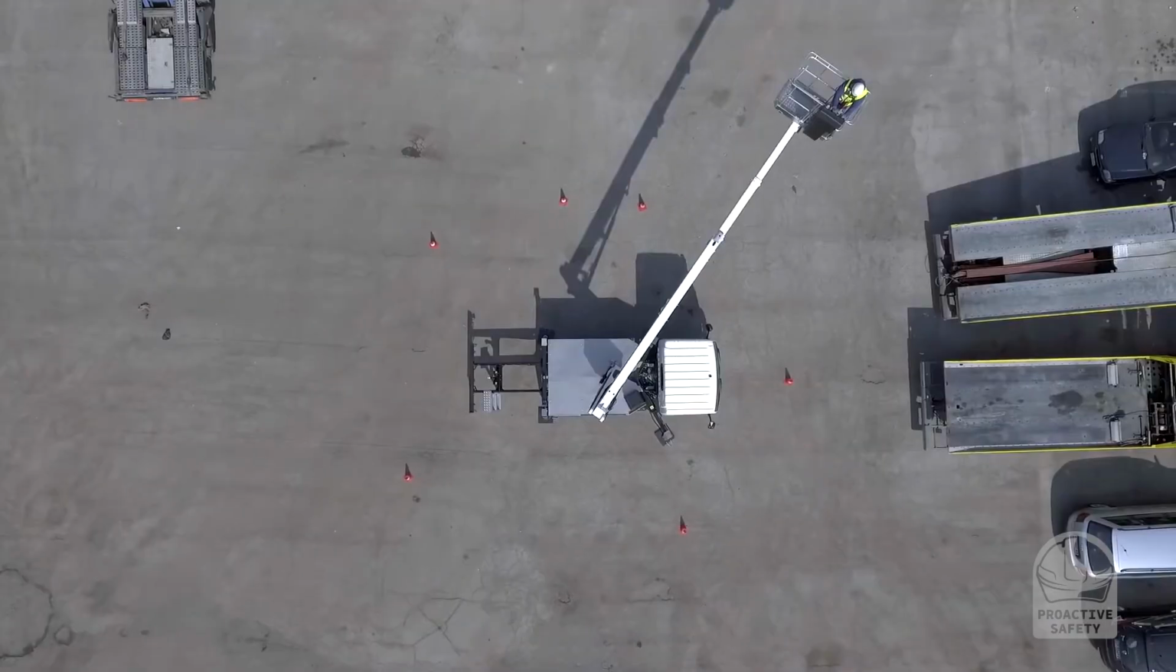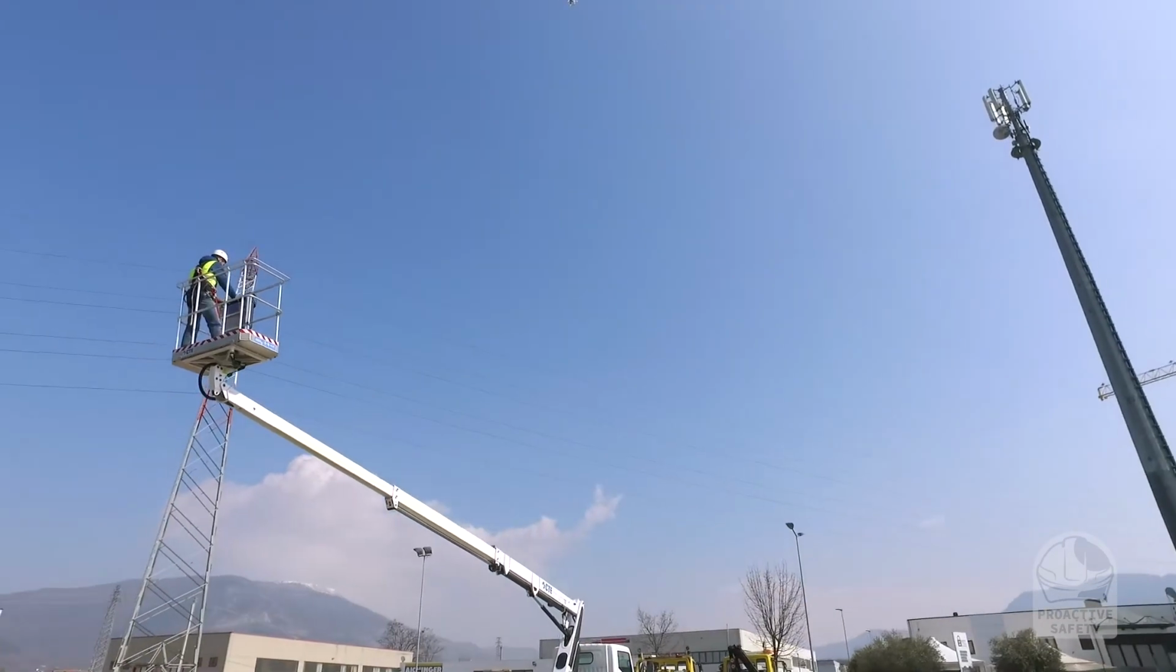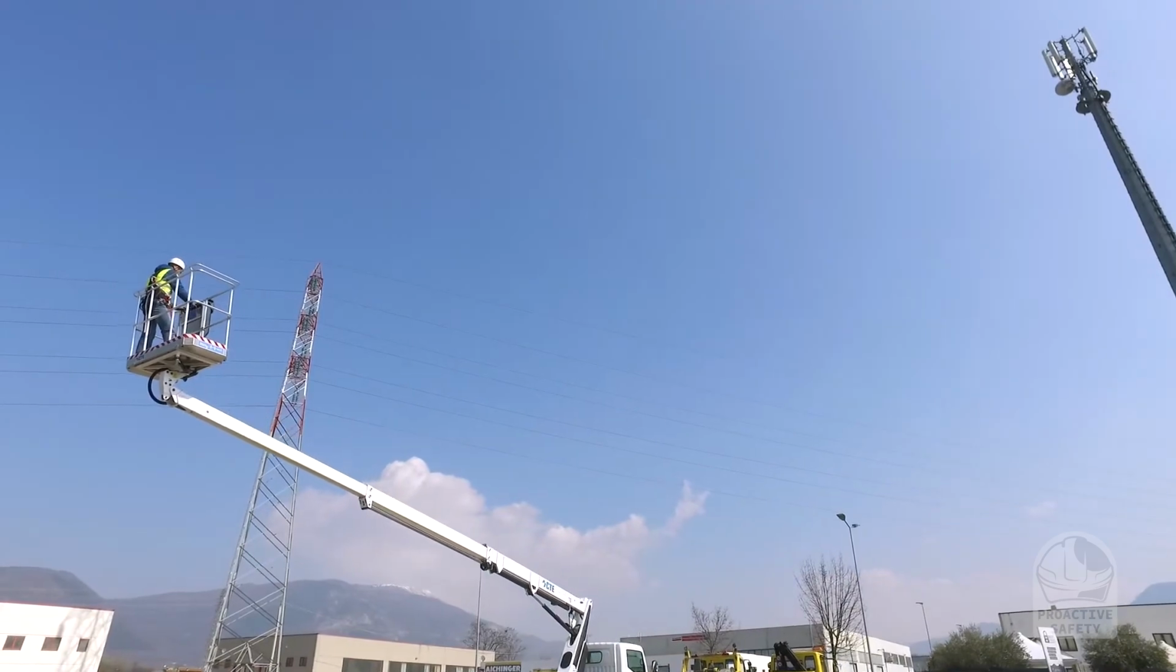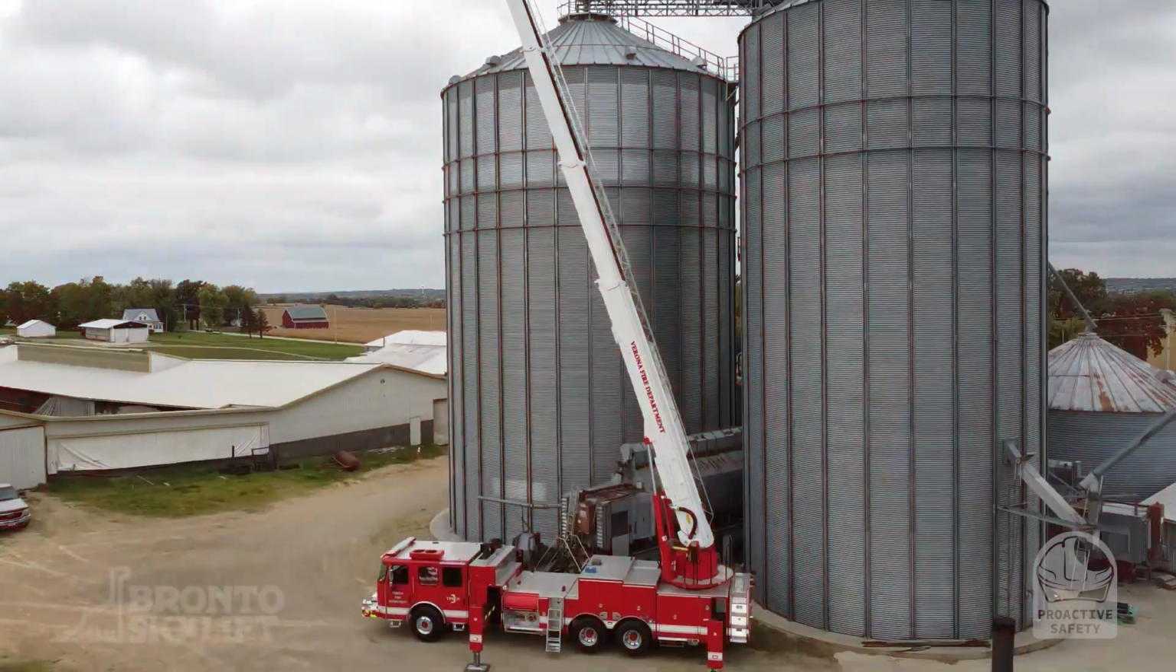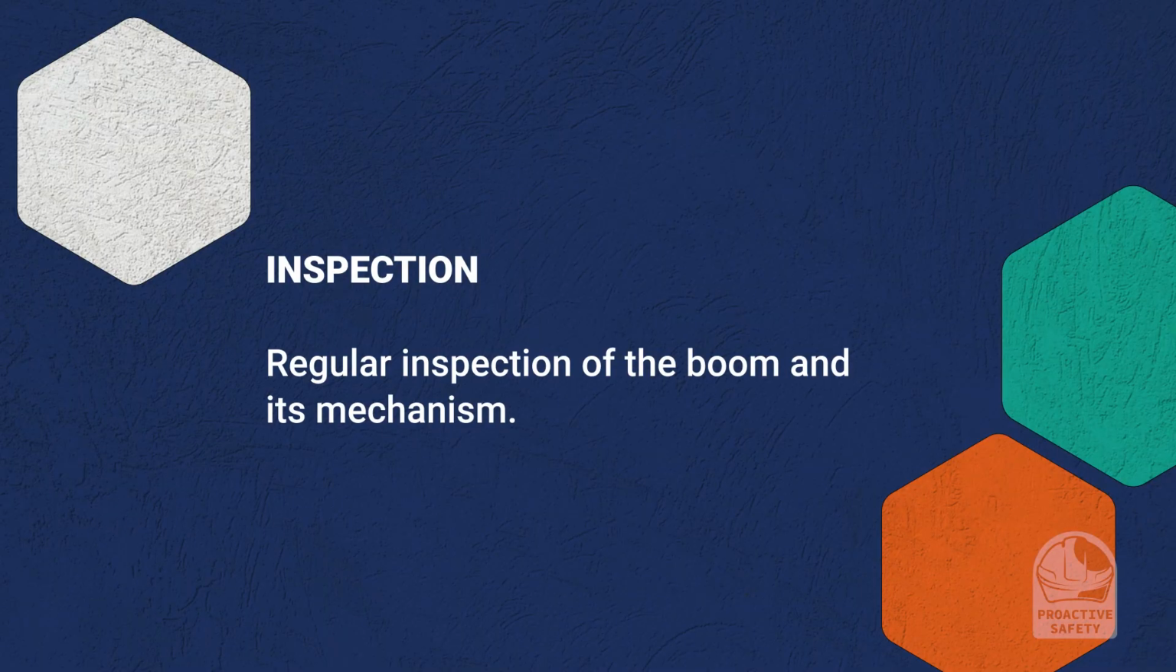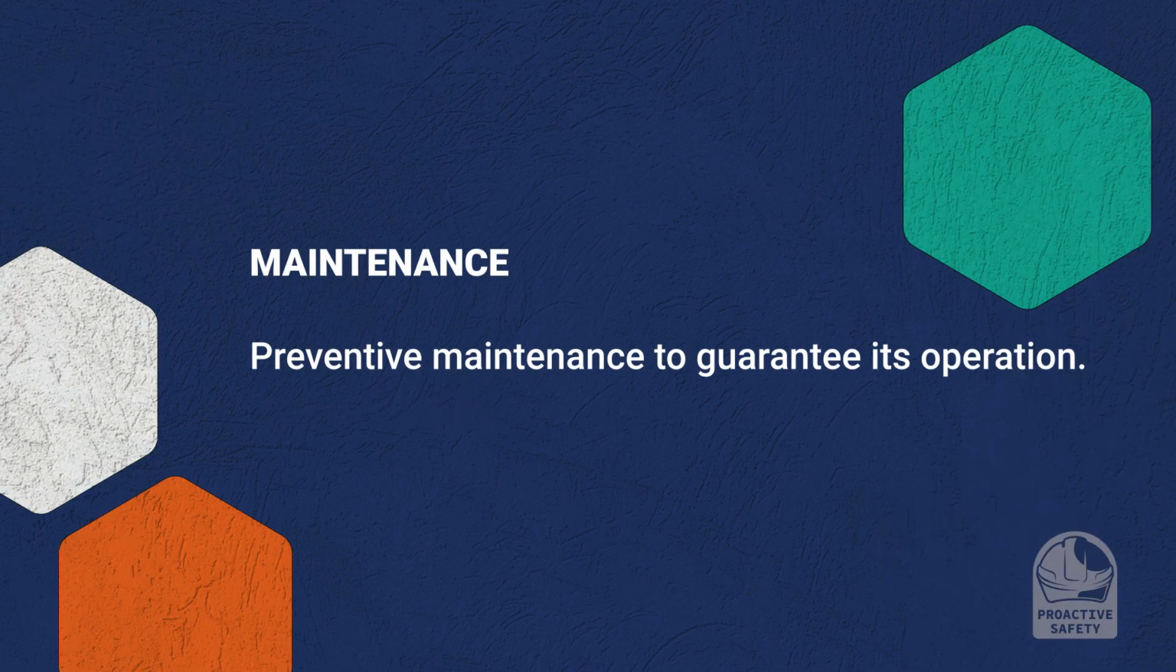Boom lift. Boom lift refers to the mechanism that extends and raises the boom on boom platforms, providing access to elevated heights. When inspecting, regularly inspect the boom and its mechanism. Maintenance. Preventative maintenance is to guarantee its operation.